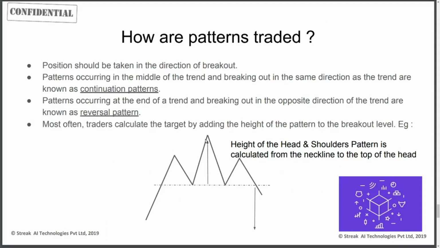So let's move to the next slide. So how are patterns traded? Okay, so patterns should be taken in the direction of the breakout. Patterns occurring in the middle of the trend and breaking out in the same direction as the trend are called continuation patterns, as explained earlier. Patterns occurring at the end of a trend and breaking out in the opposite direction of the trend are called reversal patterns.